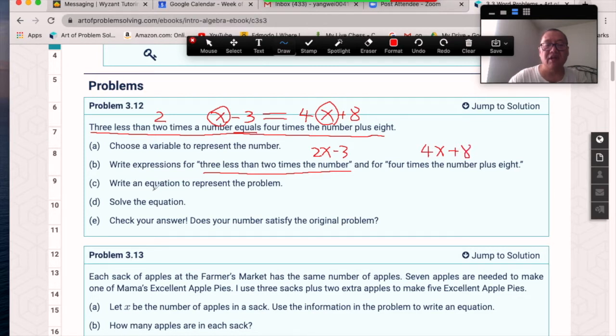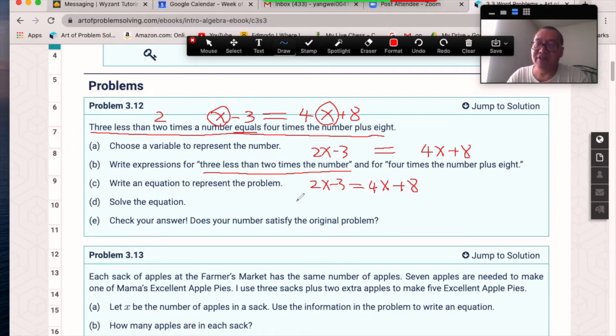Then C, write the equation to represent the problem. So they tell us these two numbers are equal. The one number is 2x minus 3. Another is 4x plus 8. They tell us this one equals, right? So then in this way, we set up this equation. We get this equation: 2x minus 3 equals 4x plus 8. Then solve this equation. It's not hard.